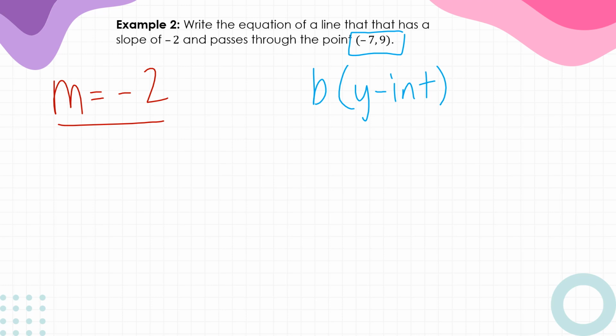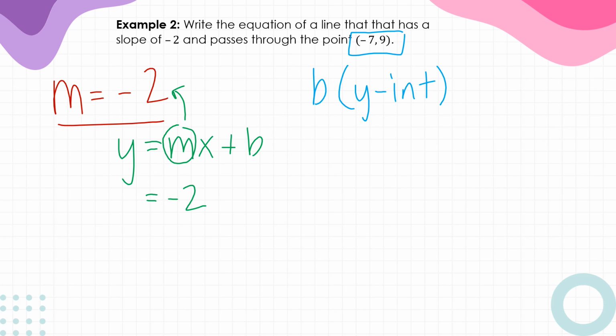Algebraically, to be able to find this equation, I can fill in the pieces of information that I know and we can solve for b. So what do I know? I know that the slope, which is m, is -2. So I can substitute -2 in for the m.